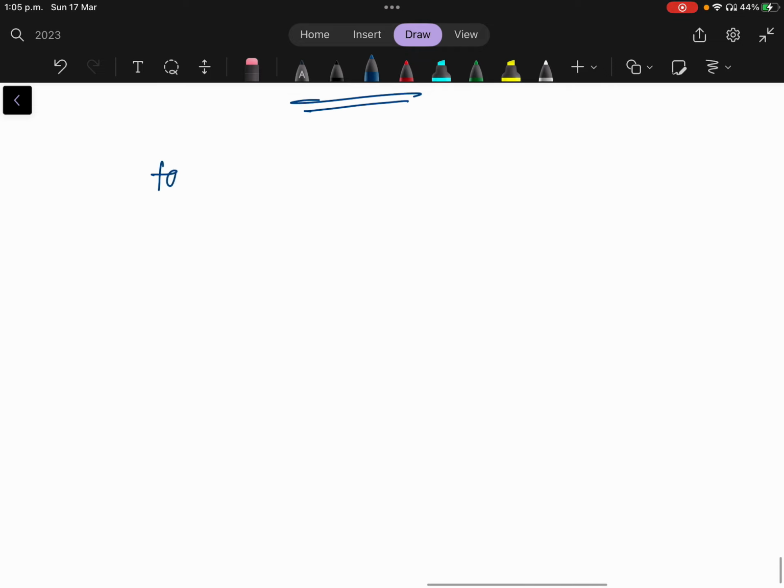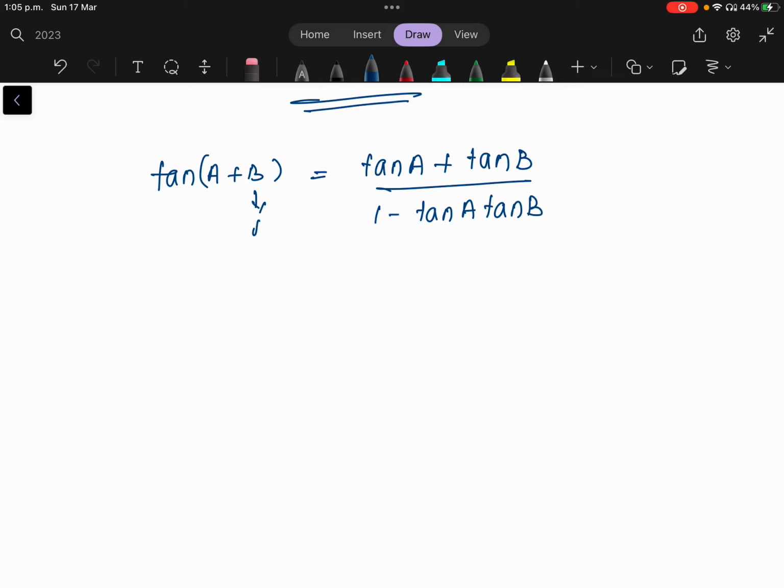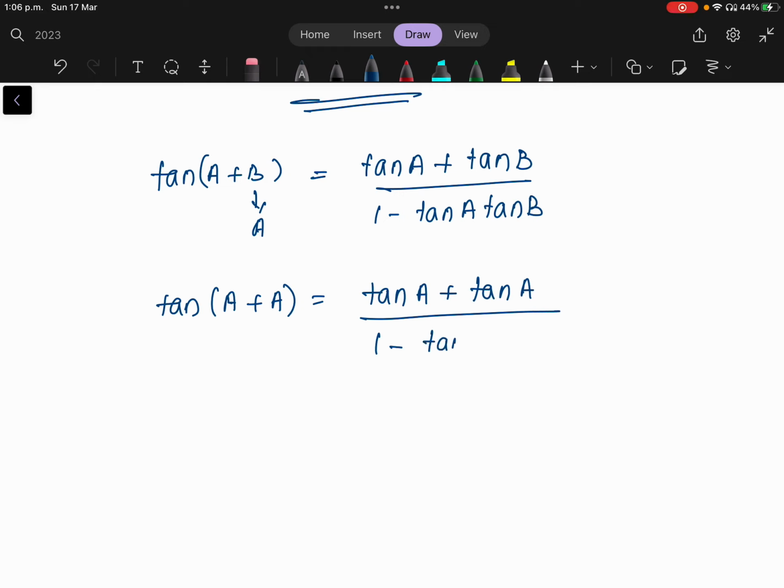Again, moving on to the third one, tan A plus B is equal to tan A plus tan B over 1 minus tan A tan B. Replacing B with A, tan A plus A is equal to tan A plus tan A over 1 minus tan A tan A, which is equal to 2 tan A divided by 1 minus tan square A. Sometimes they can ask you how to derive this.